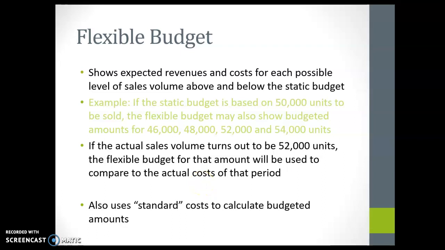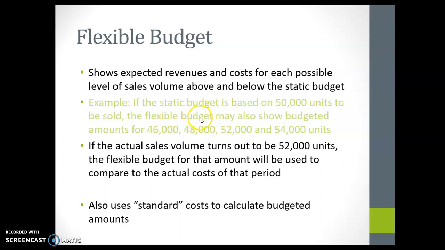Now this discusses the flexible budget. A flexible budget is based on the master budget. So the master budget, in this case for this example, the static budget, is based on just one volume, in this case 50,000 units we think we're going to sell. We base our whole master static budget on that 50,000 units that we're going to sell.